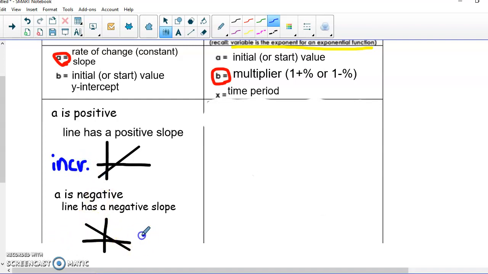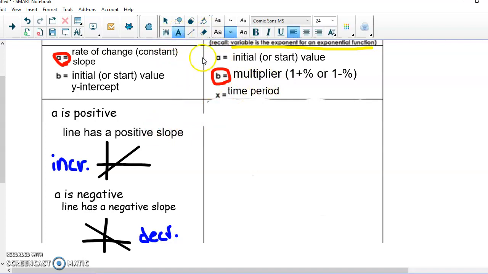All right, and this would be decreasing, D, E, C. Okay, so next up here we have our multiplier. Our multiplier tells us, is our graph increasing or decreasing? Now the multiplier works a little bit differently.